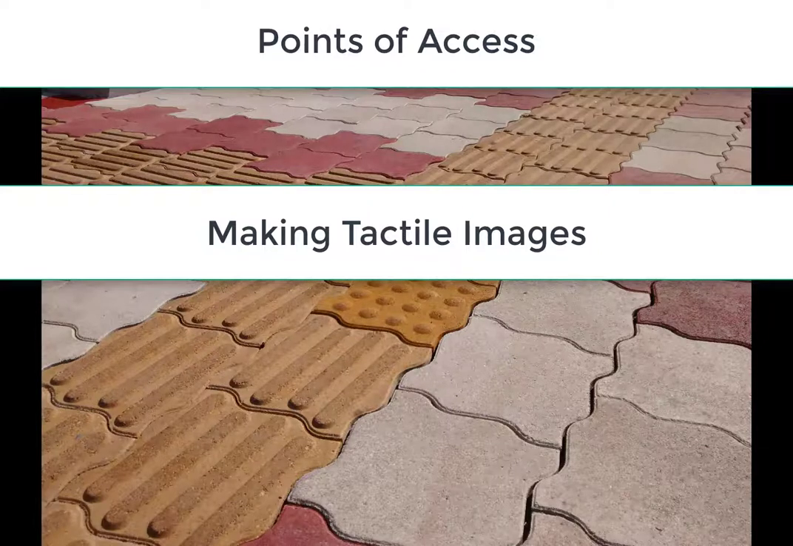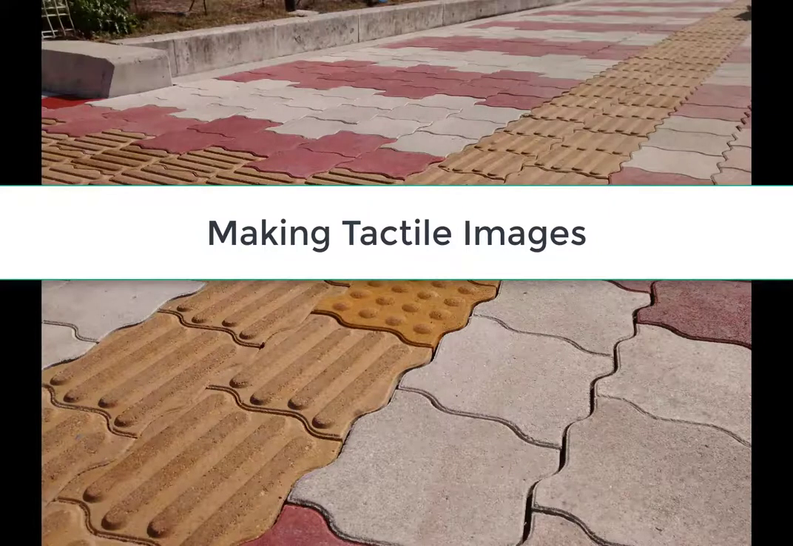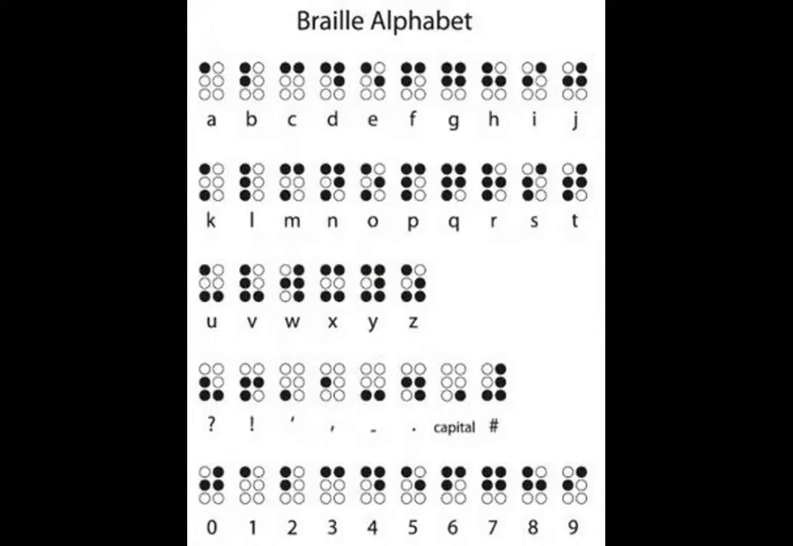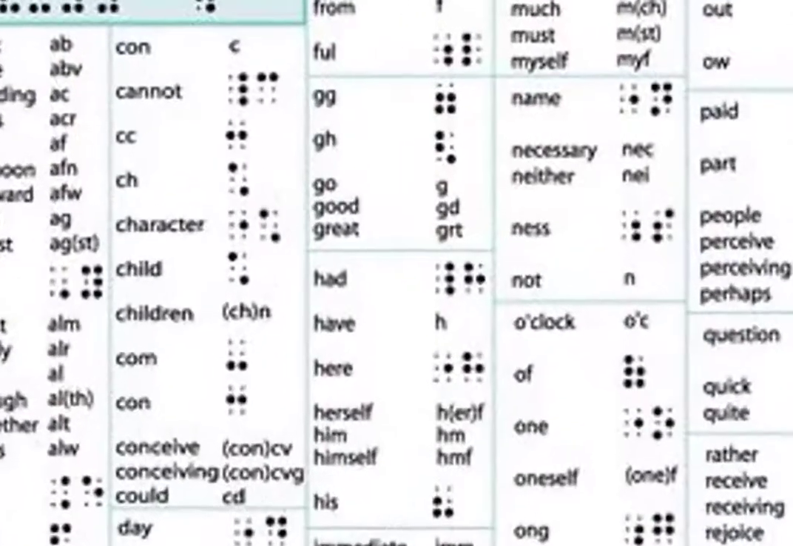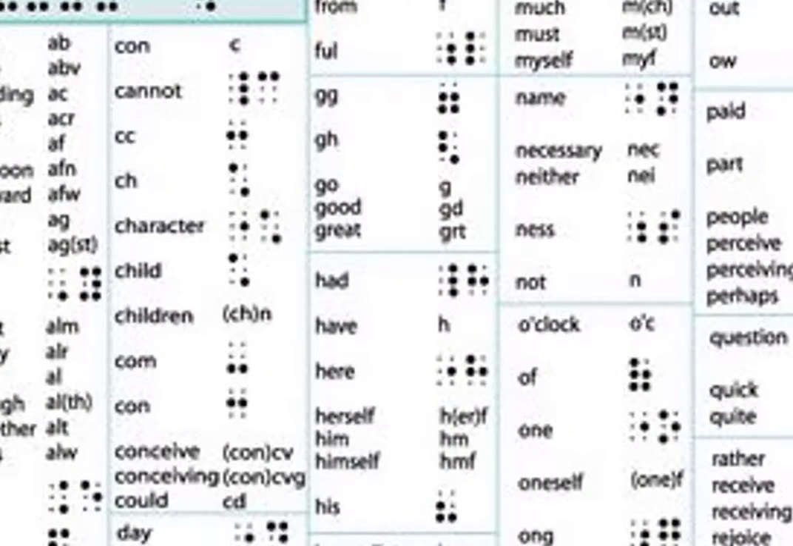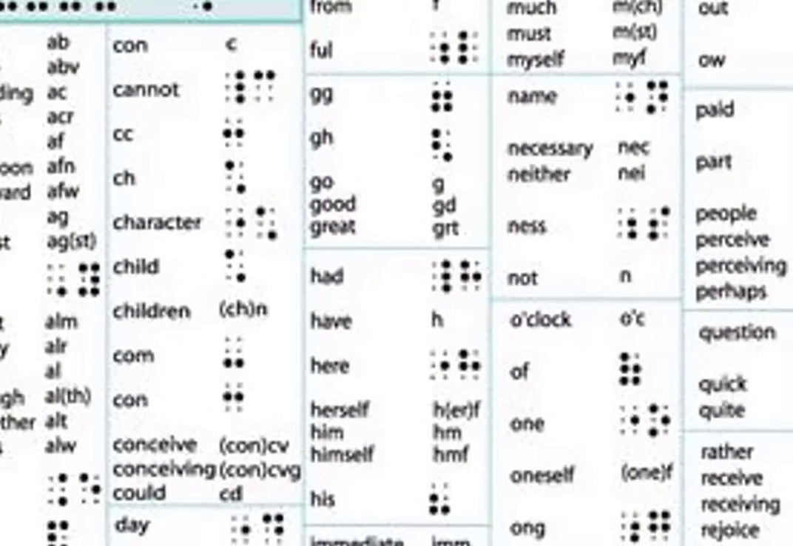Making tactile images. Here's the basic Braille alphabet and numbers. And here are some of the conjunctions you can make with Braille. But these alone do not help you make tactile images.